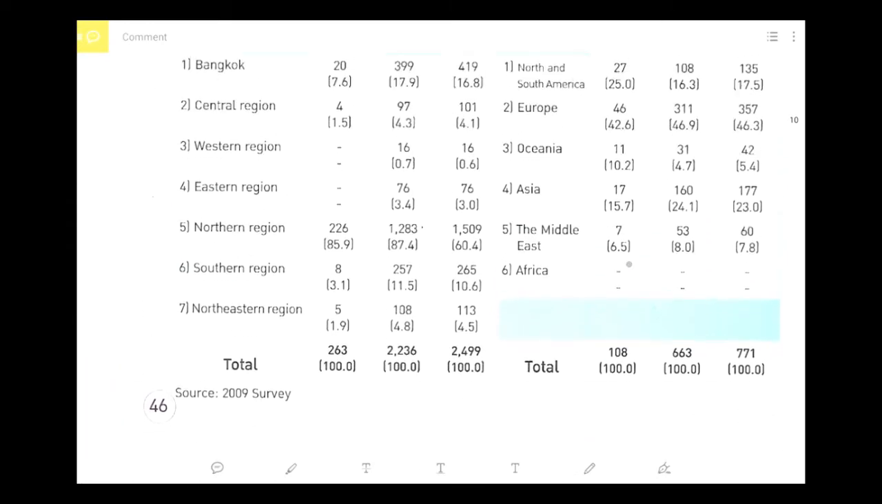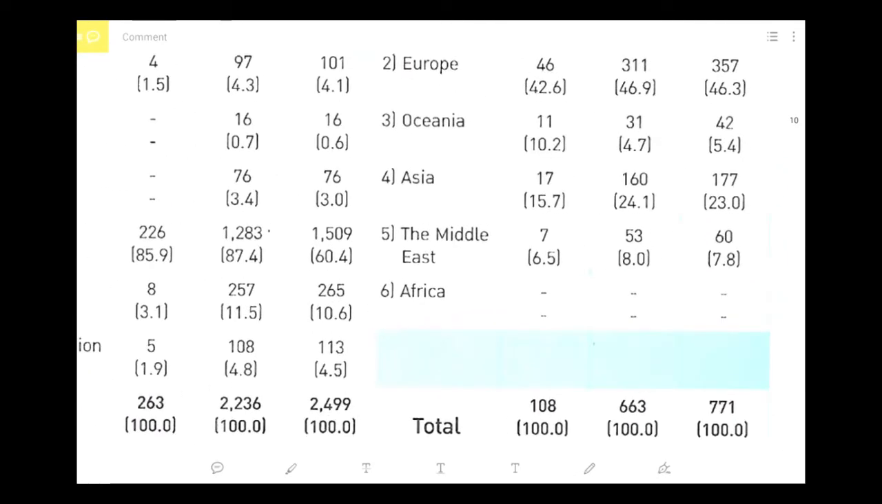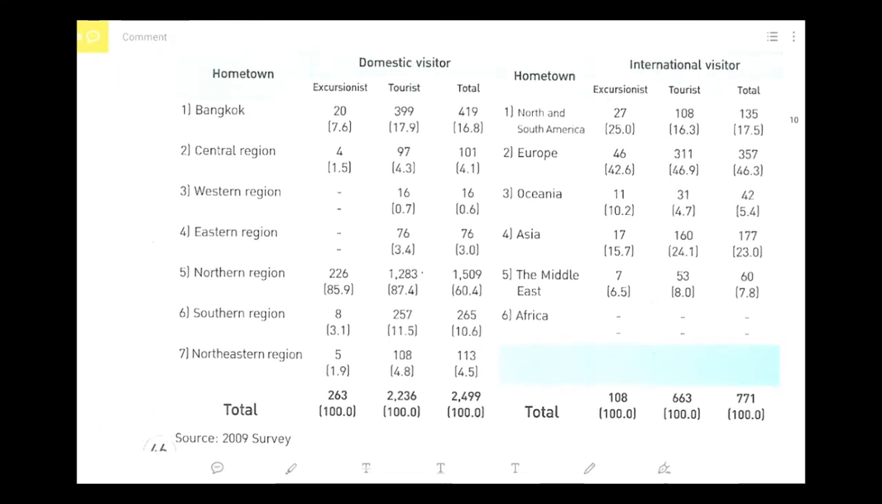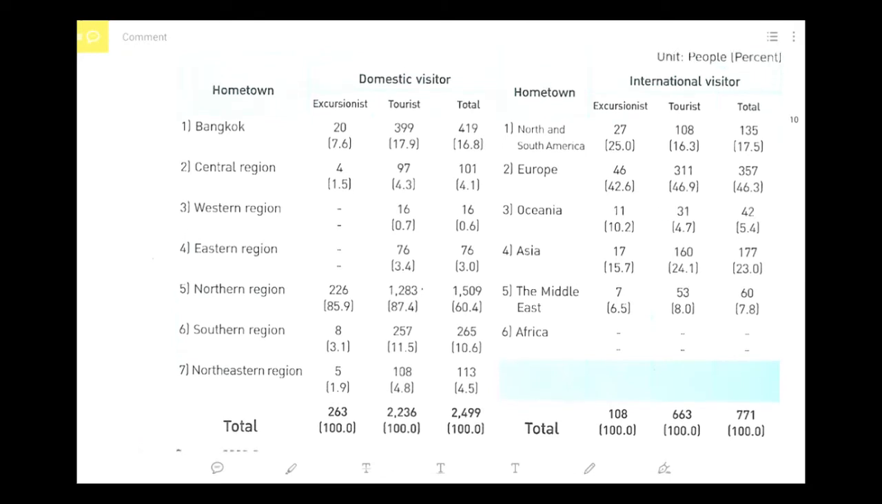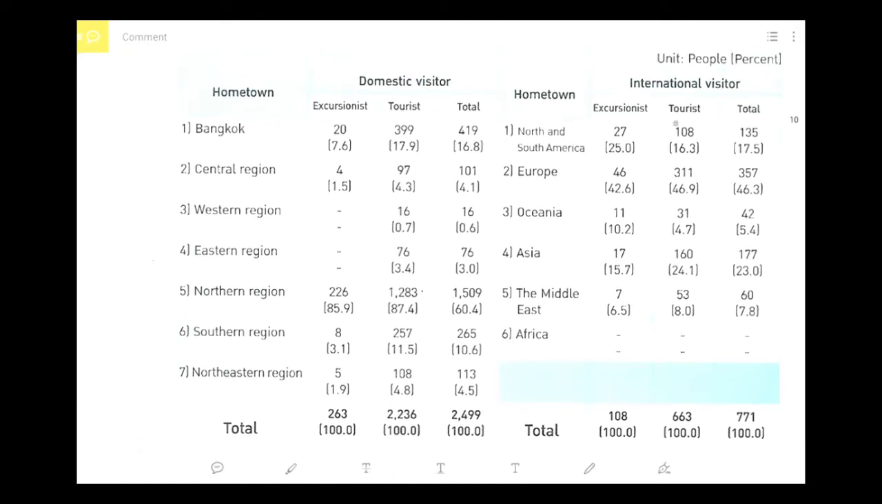So that is a table. What is it about? You have domestic visitors, you have international visitors. Excursion is like tourists. You have the number of people and where they come from, like from Bangkok, from somewhere in the central region, western, eastern, northern, southern.